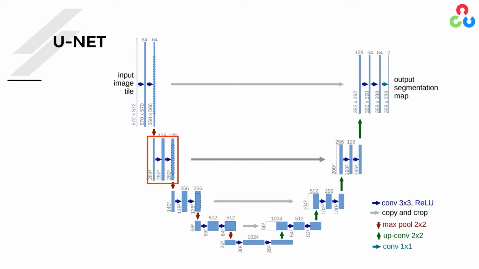You can see that the segmentation map is of size 388 by 388. It is smaller than the size of the input image, and that is why they have to use tiling to fix the problem. So they have to apply this method multiple times over the image and cover all the holes. The other thing to note is that the output segmentation has two channels, and this is because there are only two classes. One is the object, whatever they want to detect, and the other is the background.